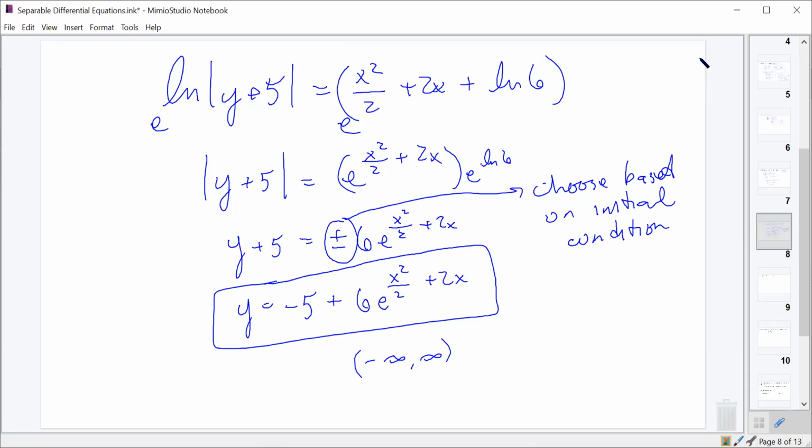Because you plugged in 0 to get it to equal 1. Right, if I plug in x equals 0, this becomes e to the 0, which is 1, and then I have 6 times 1 here. That's why I had to choose the plus instead of the minus, because -5 minus 6 doesn't give me 1. -5 plus 6 does. Oh, okay, cool. Any other questions?